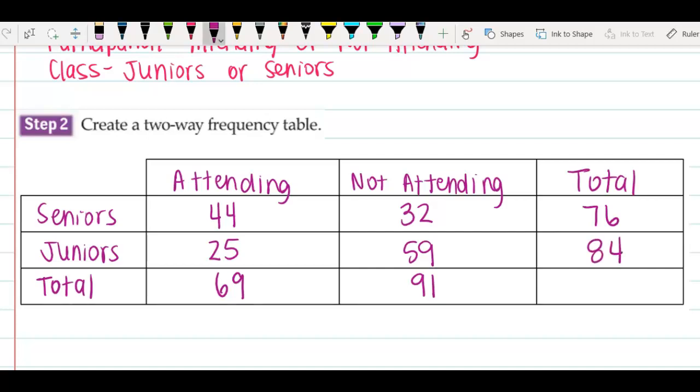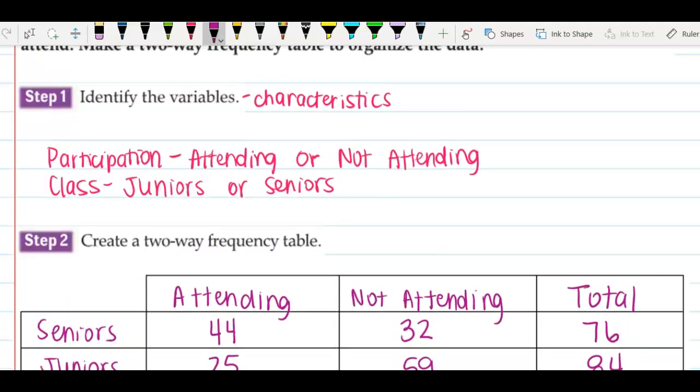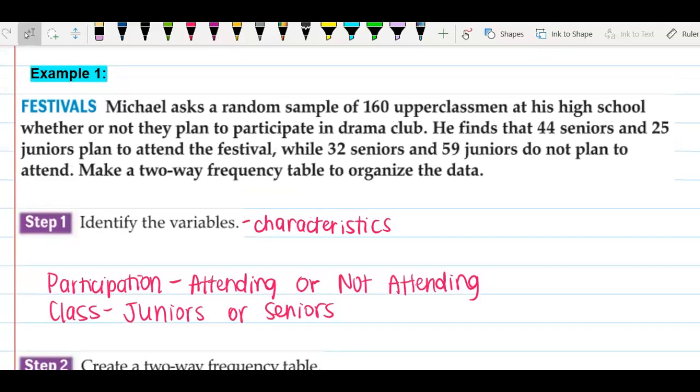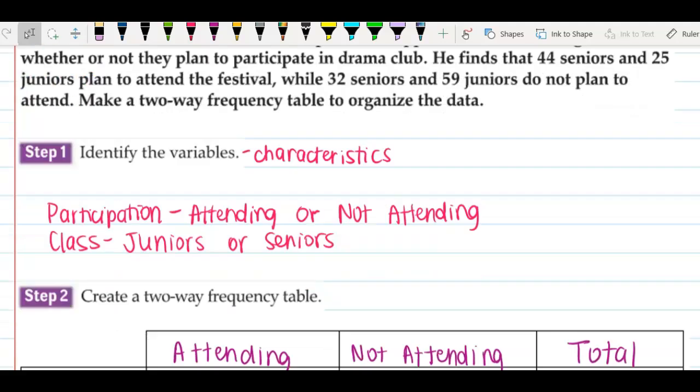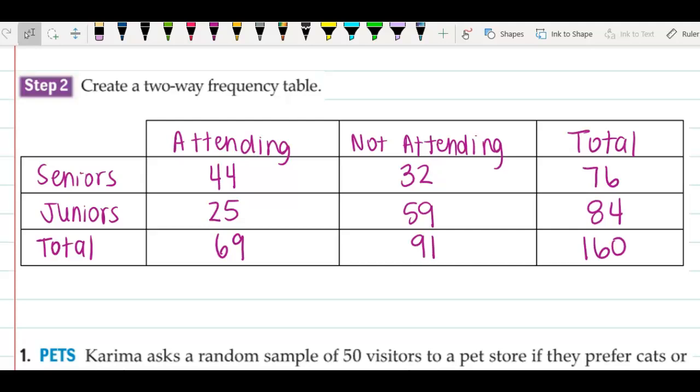Our very last box, the very bottom row and the very right column, should equal the same thing. So 69 plus 91 is equal to 160. 76 plus 84 is also equal to 160. A way to check ourselves to make sure that we did it correctly is we can scroll back up, and it says that he took a random sample of 160 upperclassmen. The total of our totals, the very right-hand corner, added up to 160 people. So we know that all of our numbers are in the right spot.